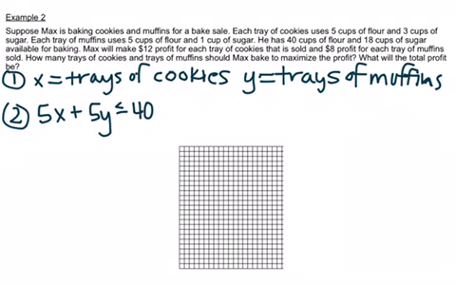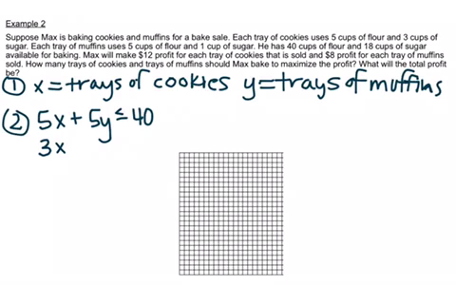He also only has so much sugar. He needs 3 cups of sugar for each tray of cookies and just 1 cup of sugar for each tray of muffins. And he has a total of 18 cups of sugar. So 3x plus 1y has to be less than or equal to 18, because he can't use any more than 18 cups.